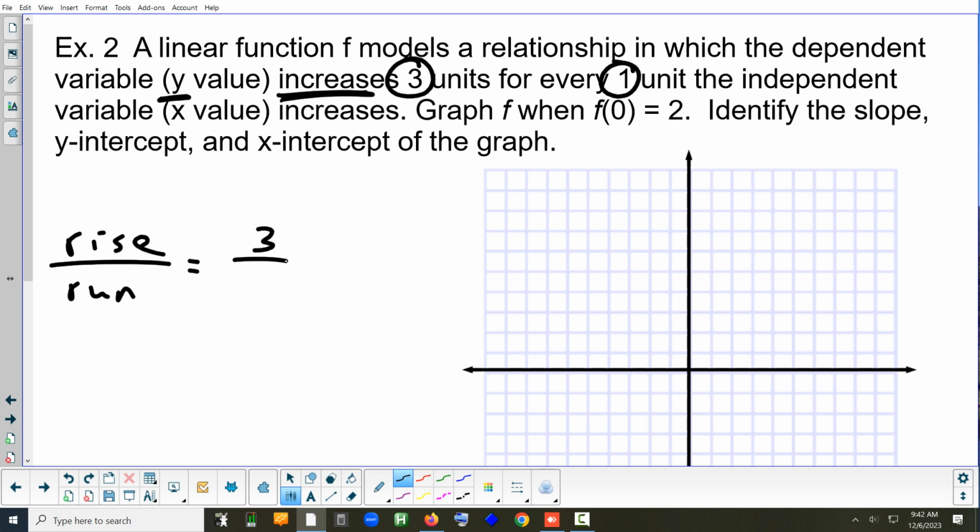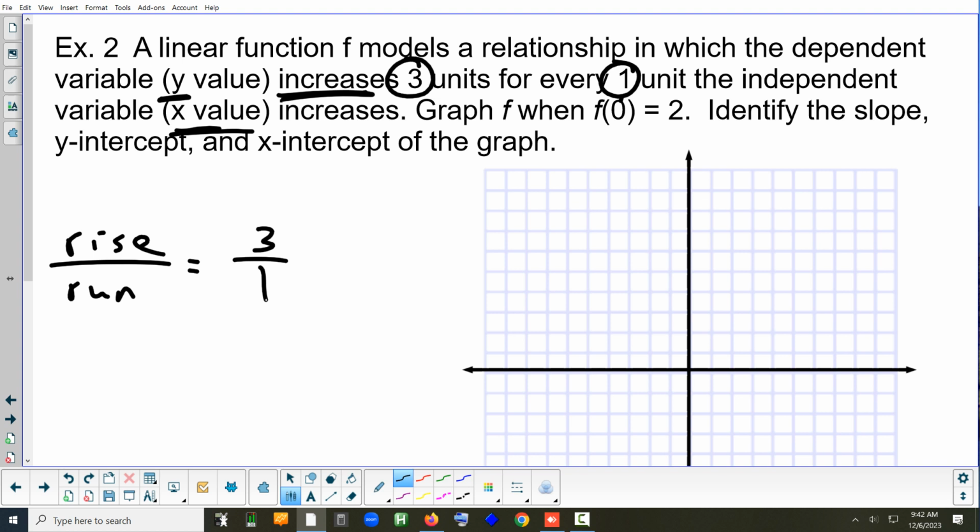And then it says I go 1 unit in the x direction. Well, the x direction is your what? Run. That's your run. And how many units am I going in the x? 1. Oh, it was 1 unit.